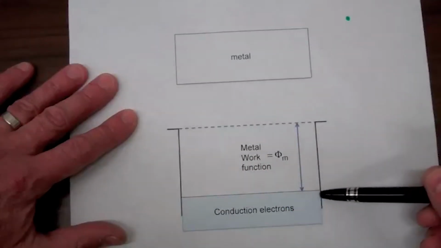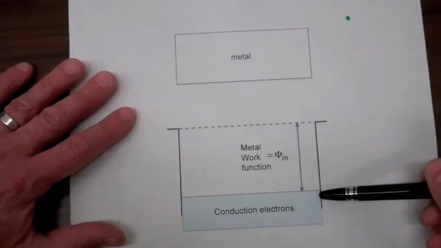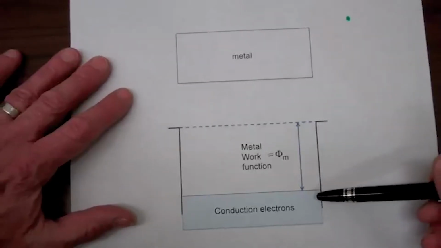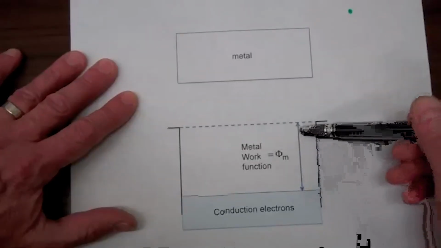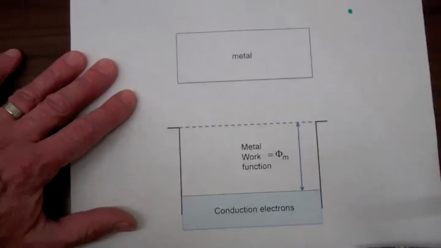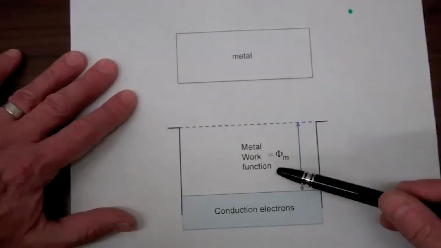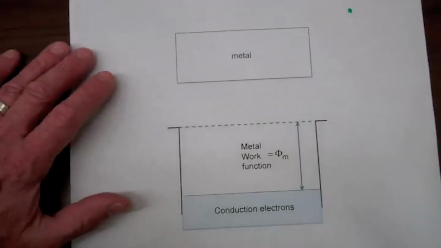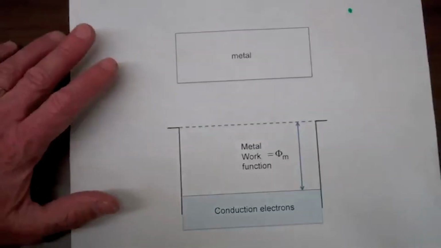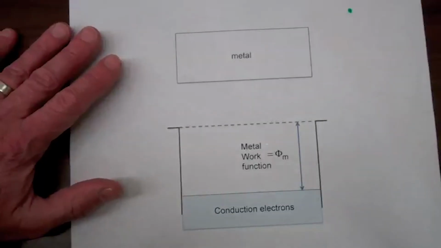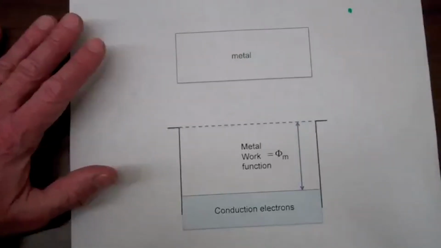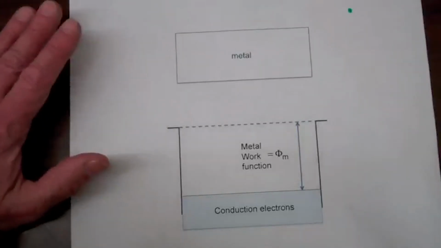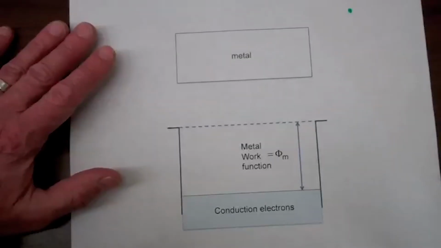And so when an electron encounters the edge here, it cannot get out because it would require an additional amount of energy to go over this barrier, and that energy is referred to as the metal work function, and the symbol is phi sub m for the metal work function. And typical metal work functions are on the order of 4.2 to 5.3 electron volts.